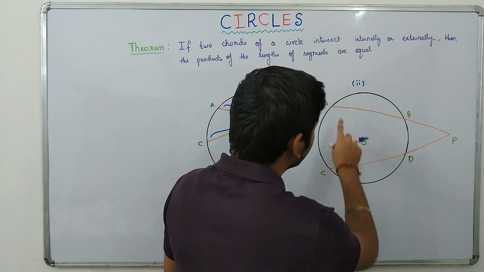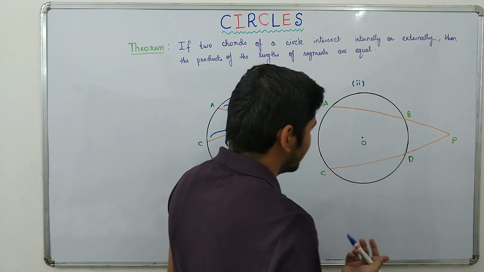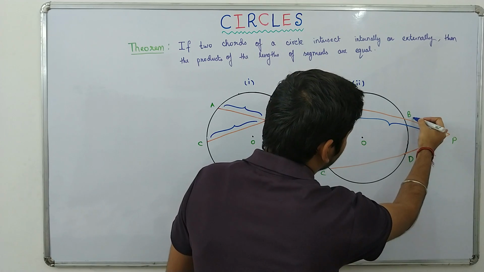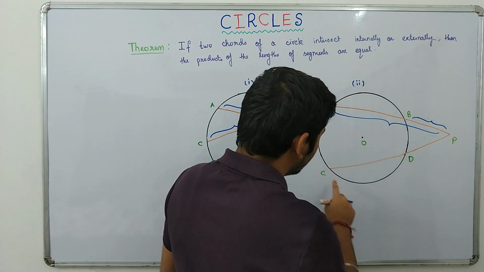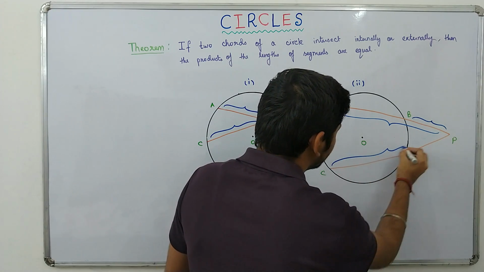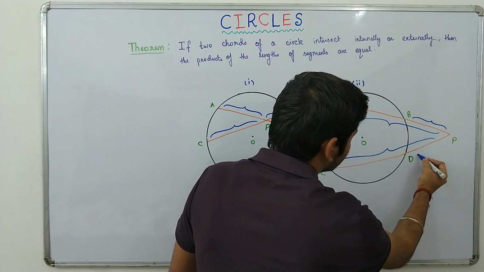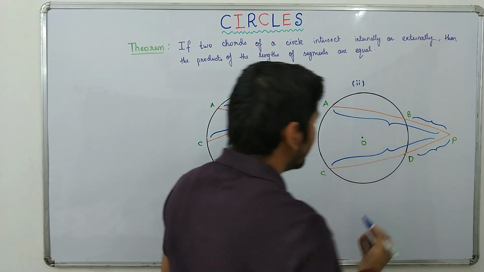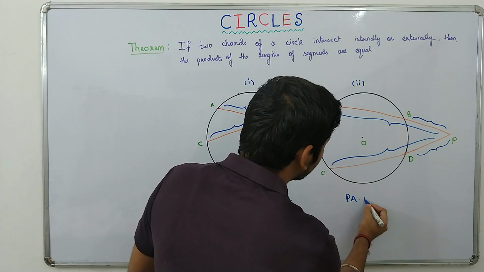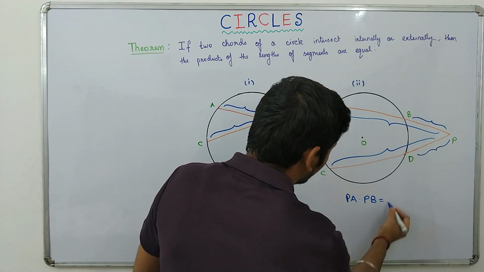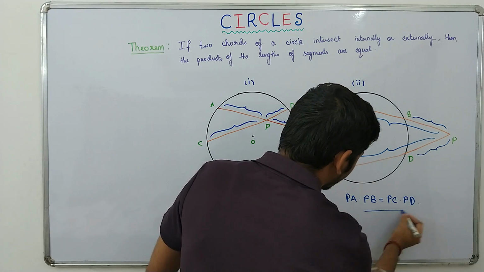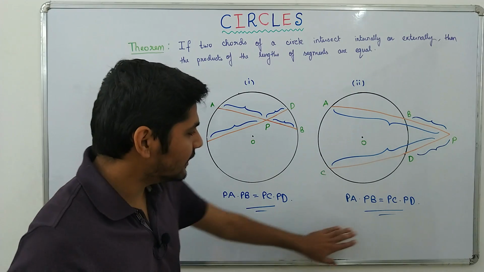Now over here for the line AP we get two segments. The first one is PA and the second one is PB. For the line CP we get two segments. The first one is PC and the second one is PD. So according to the theorem we will have the length of PA into the length of PB will be equal to the length of PC into the length of PD. So basically we get the same thing.